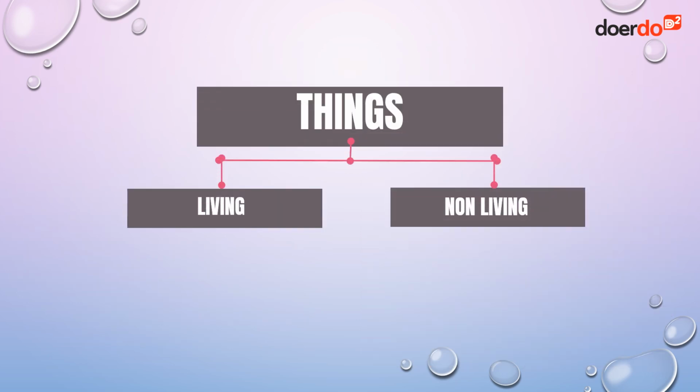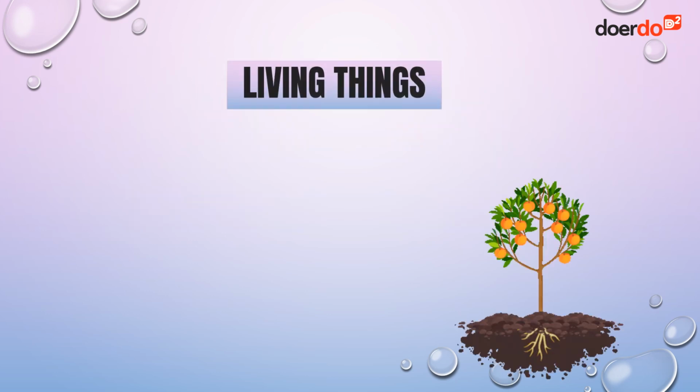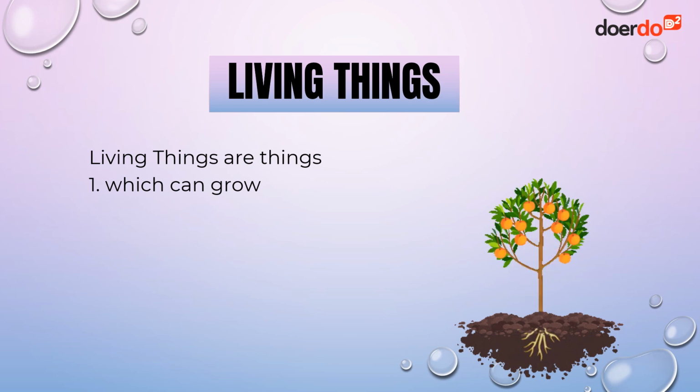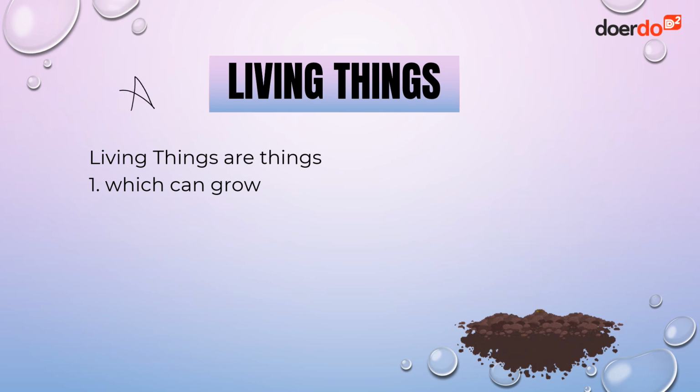So first, for things, we have living and non-living things. So how do we classify or group between living things and non-living things? How do we tell the difference or split them up? Okay, so first, we'll be going through the different properties or characteristics of living things. This is very important to take note of. So firstly, living things can grow.